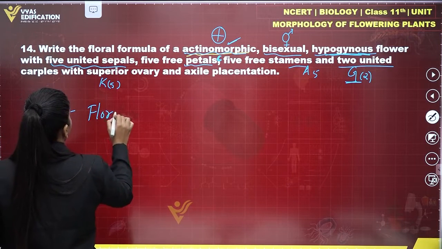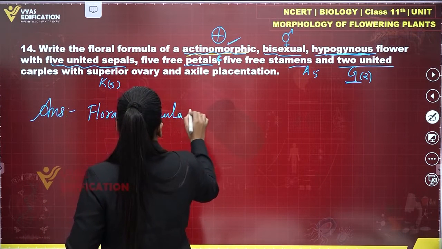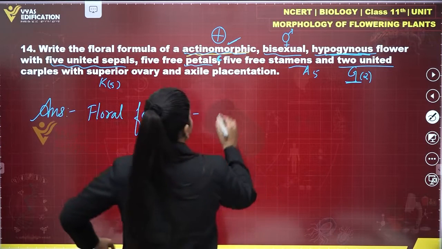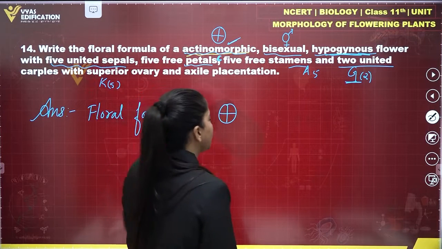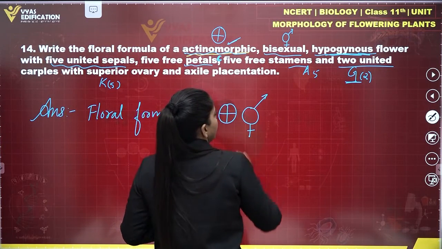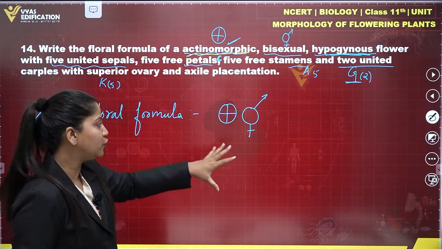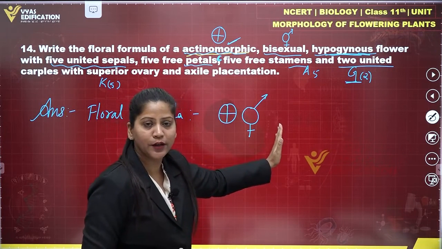Floral formula. Right. So first of all, we are going to take this actinomorphic. Actinomorphic is represented as this. Then we have the bisexual condition, which is represented as this. Then we have the hypogynous flower. We are not going to write this condition just right after the bisexuality of a flower.